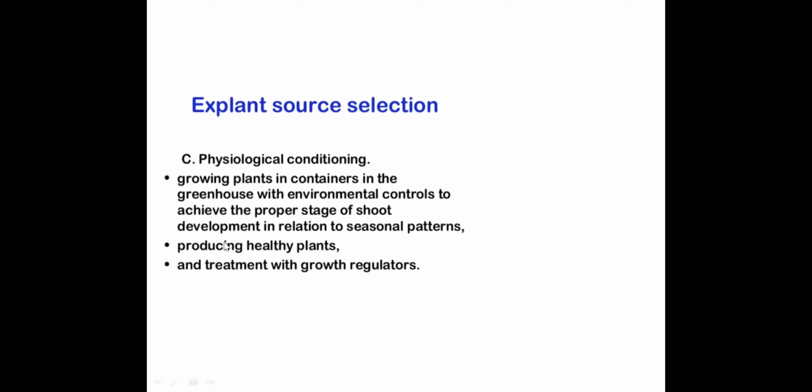So you have to produce healthy plants. Main thing is you treat with different growth regulators. In nature, you may not get the growth regulators. Sometimes the plant will get them, sometimes it will not. But when you are growing it in the lab, you have to make sure that you are giving the growth regulators at the appropriate concentration. Only then it will grow.